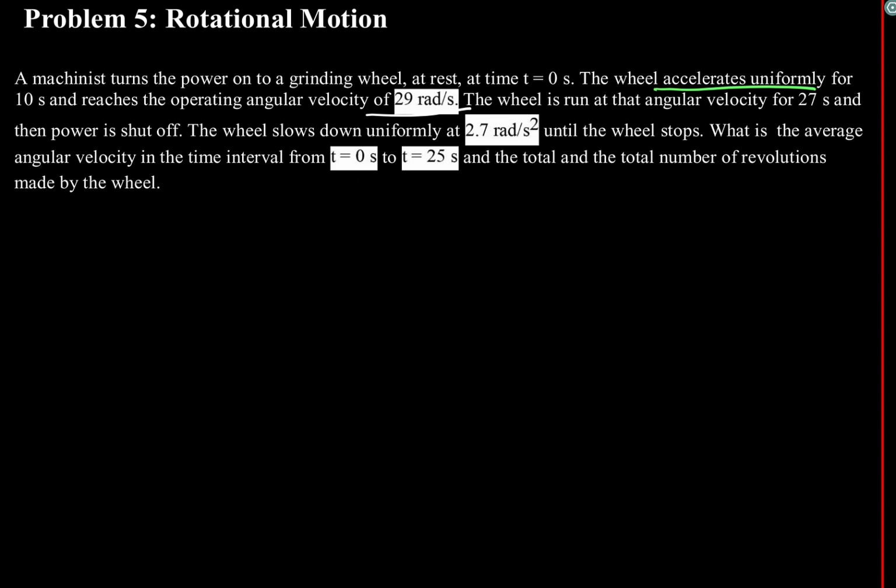We are required to calculate the average angular velocity in the time interval from t equal to 0 to t equal to 25 seconds, and the total number of revolutions made by the wheel. So, how do we approach this problem? Remember, we've been asked to determine the average angular velocity. The average angular velocity is simply given by the total angular displacement divided by the total time taken. So, how are we going to calculate the total angular displacement? We're actually going to split up the problem into three parts. So let's take it one step at a time.